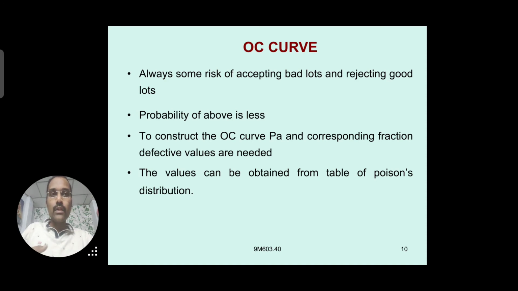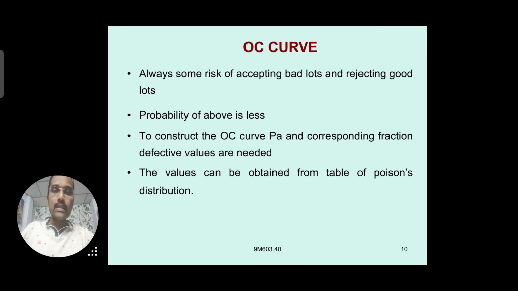Now moving to the generalized OC curve discussion. We have already seen that it requires the probability of acceptance, represented on the ordinate, and correspondingly the fraction defective values are also needed. That is the p values, how many defectives there are in terms of the fraction. These values can be obtained from the Poisson distribution. Actually, you can see it in your textbooks.